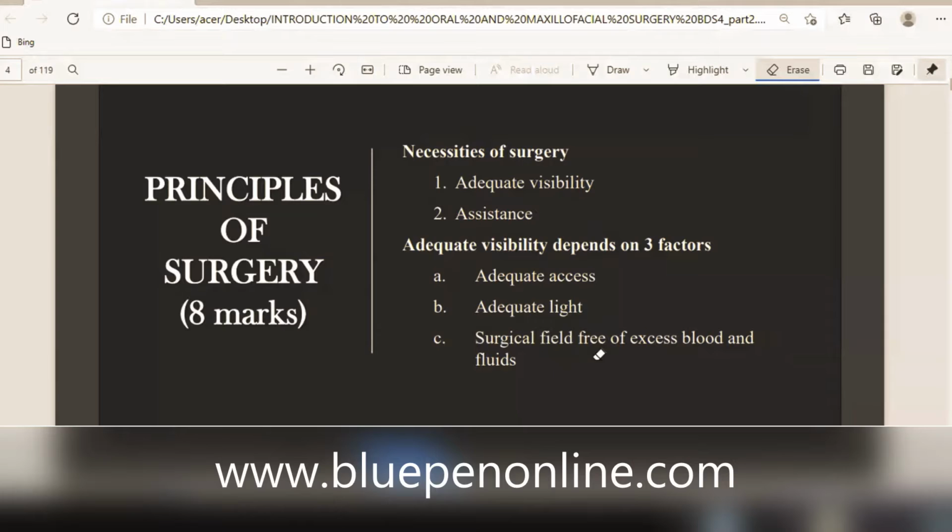The physical method is something that we use from a doctor's point of view. You just want to know about it. Okay. Now we'll go to the principles of surgery. It's an 8-mark question or a short essay kind of question. So just look at that PPT.